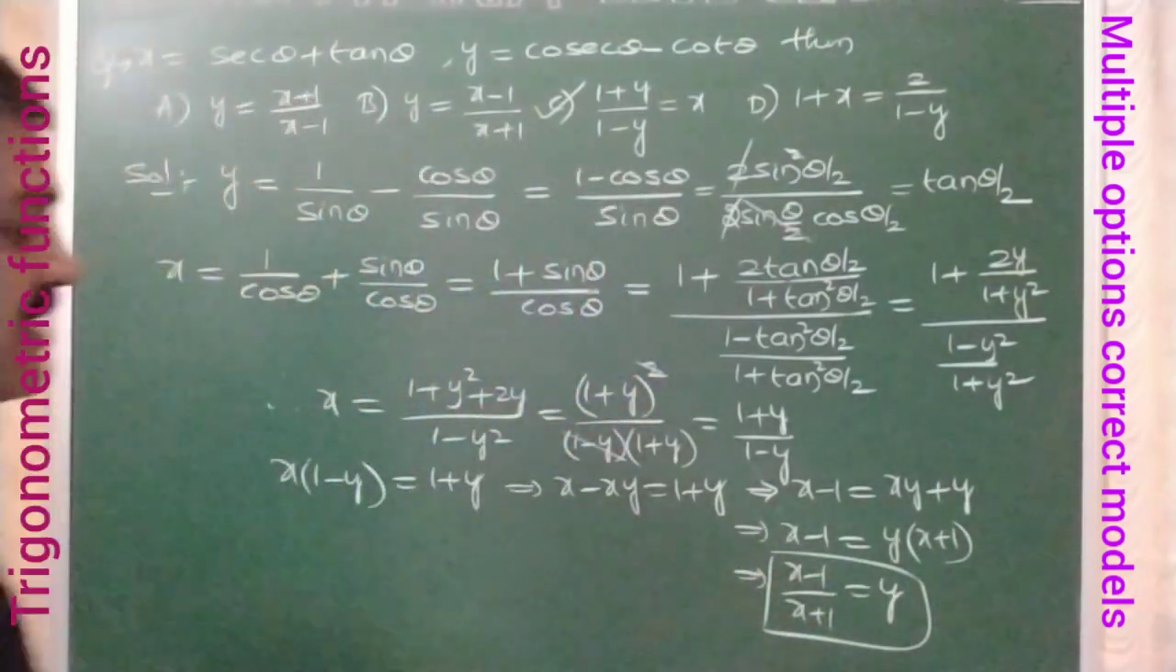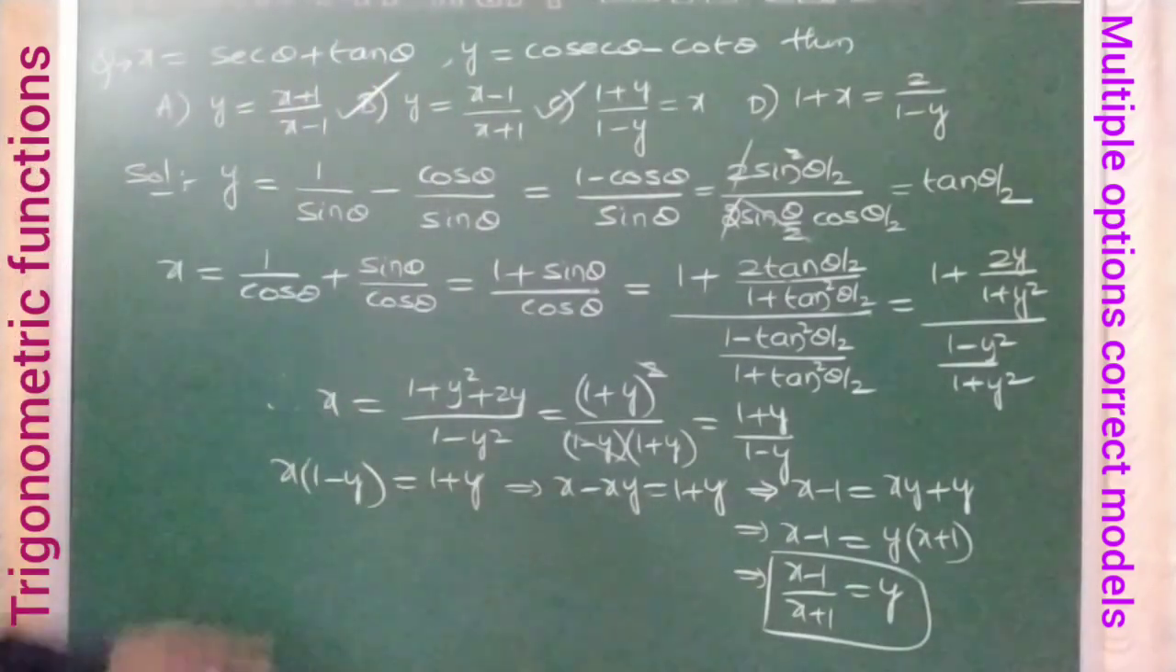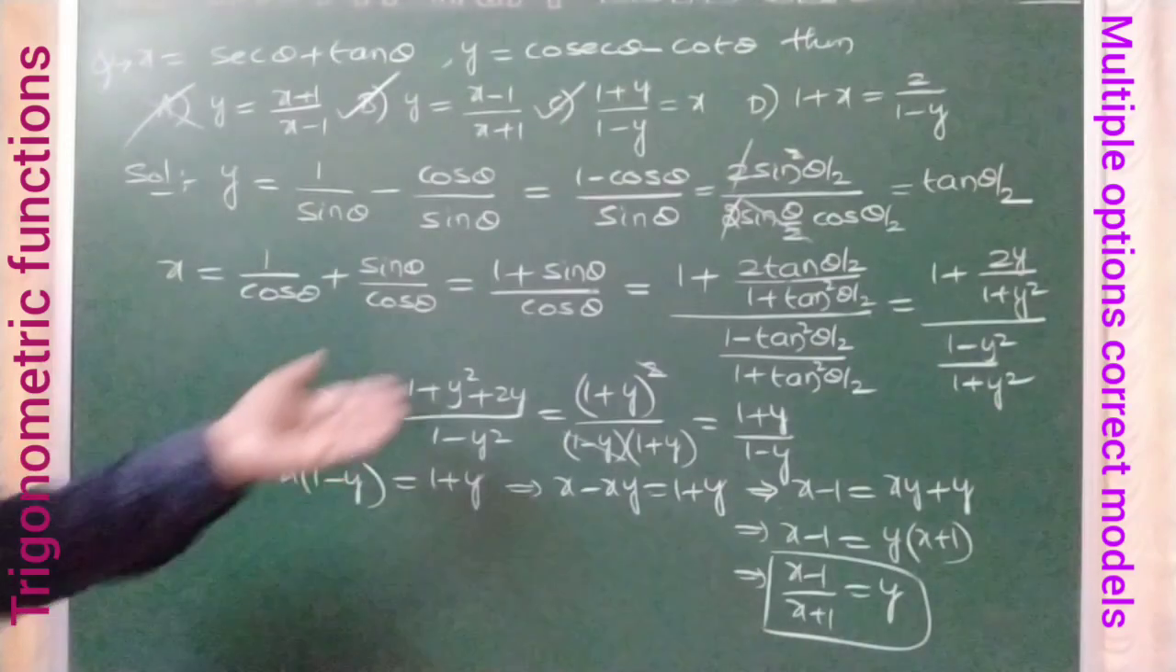So this is the value of y, x minus 1 by x plus 1. So the second option is also correct. So obviously this is not correct now. Okay, so this we have to check.